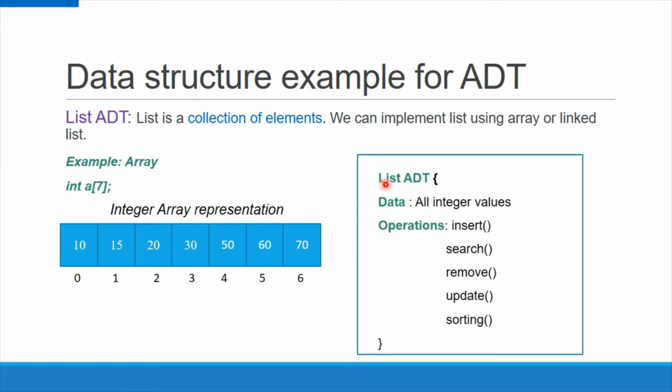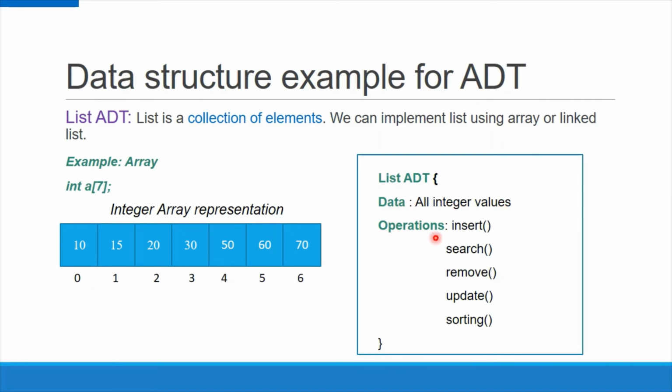Next we'll create an ADT for this list. We all know ADT represents two things: one is data values and another one is operations, right? So this is a list ADT. What type of data can it hold? Since we have declared the array as integer, it is an integer array, so it can hold only integer values. So all integer values are possible here. That is for your data.